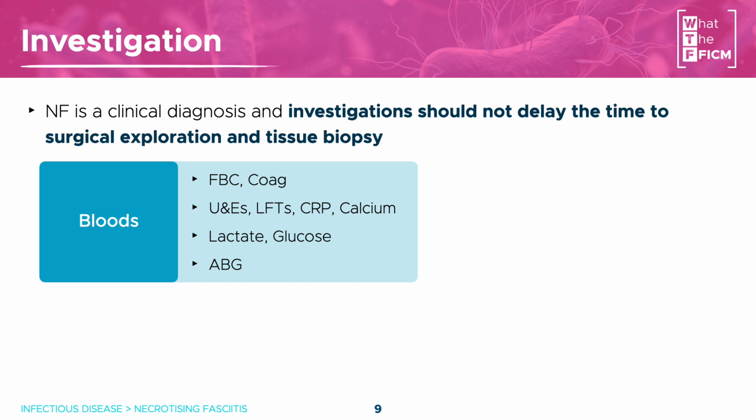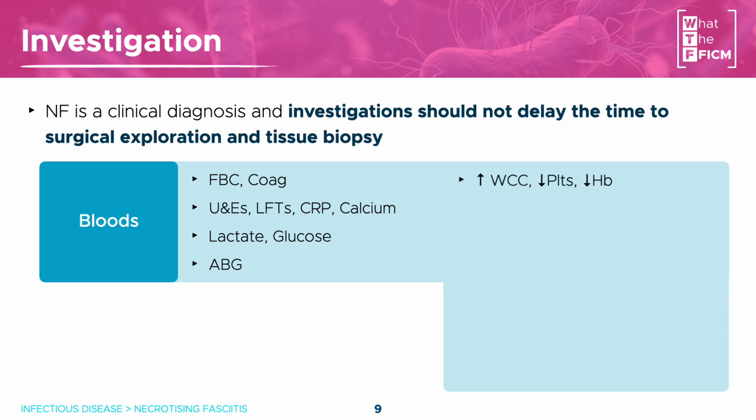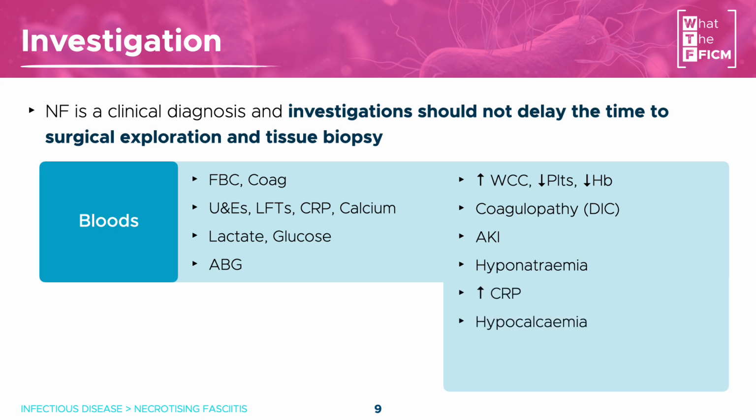Results you might expect to find include a raised white cell count, a thrombocytopenia and an anemia, a coagulopathy caused by DIC, acute kidney injury, hyponatremia, a raised CRP, hypocalcemia due to chelation of calcium within the necrotic tissue, a raised lactate resulting in a metabolic acidosis, and a raised glucose due to the physiological stress response.